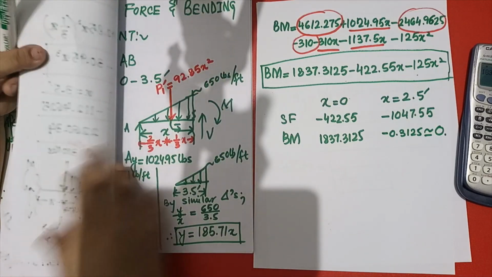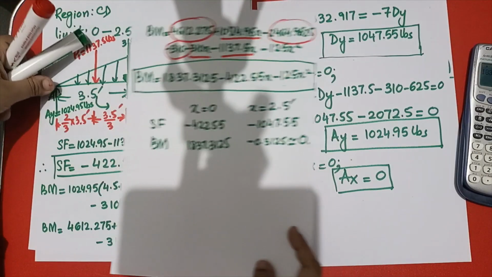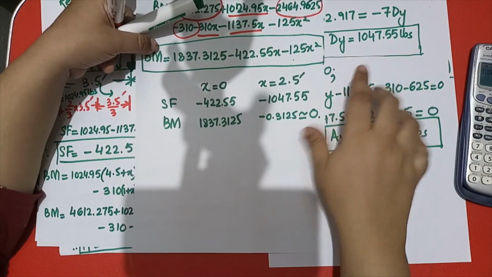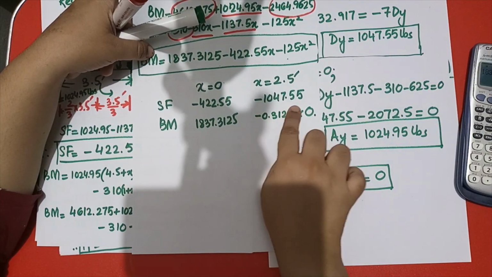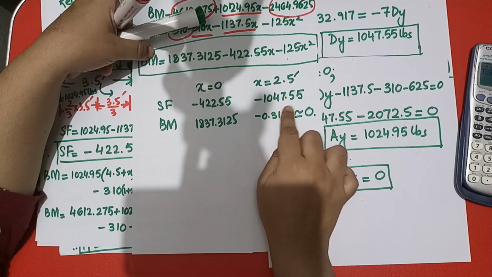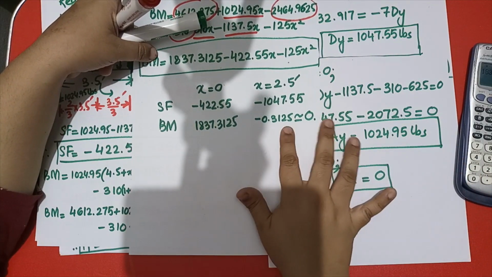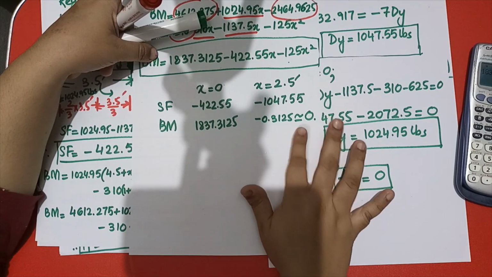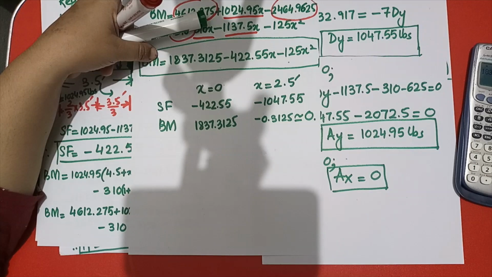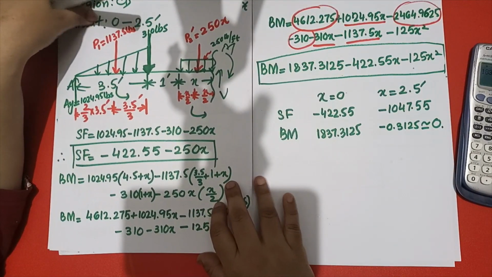We check it out. This is a very lengthy numerical, and this is how we have solved it. So we got the value of DY is 1047.55, that is the positive one, and you can see the last value of the shear force is coming out to be minus 1047.55. So your answer is correct. And the last value of the bending moment should come out to be 0, and you can see here it is coming out to be 0. So this is the way to calculate all the things for the shear force and bending moment equation.